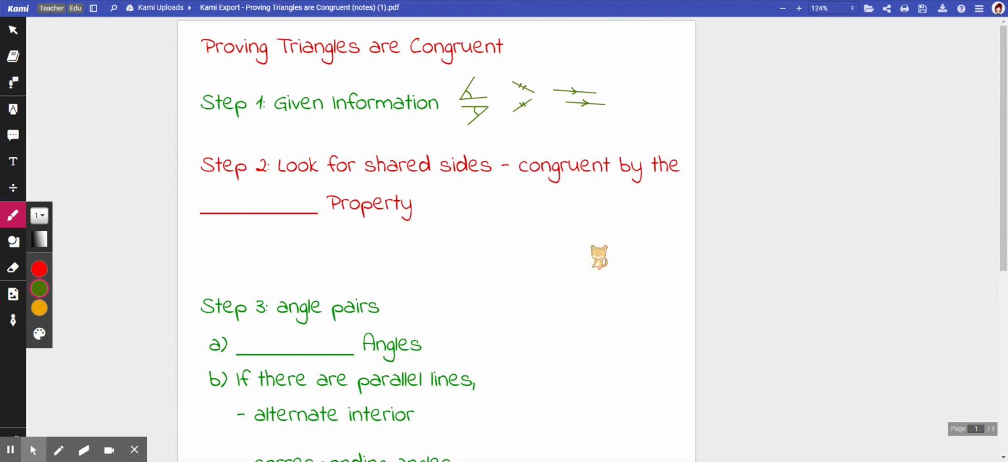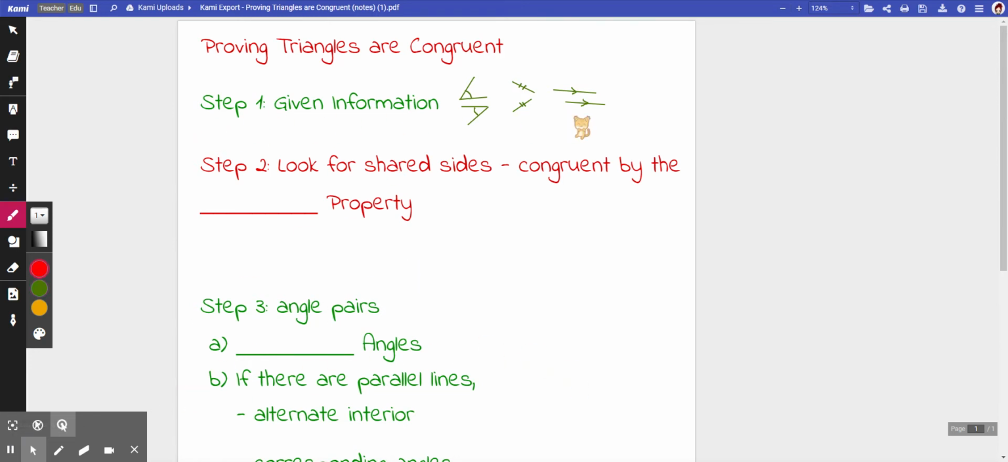But sometimes things like parallel lines will help you to find angles that are congruent. But be very careful about the difference between congruent segments and parallel segments. Parallel is the little arrow, congruent is just little tick marks.